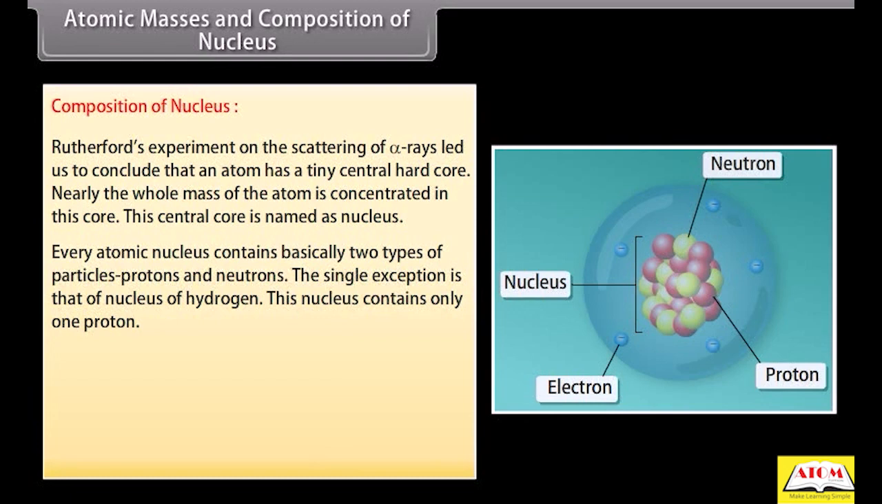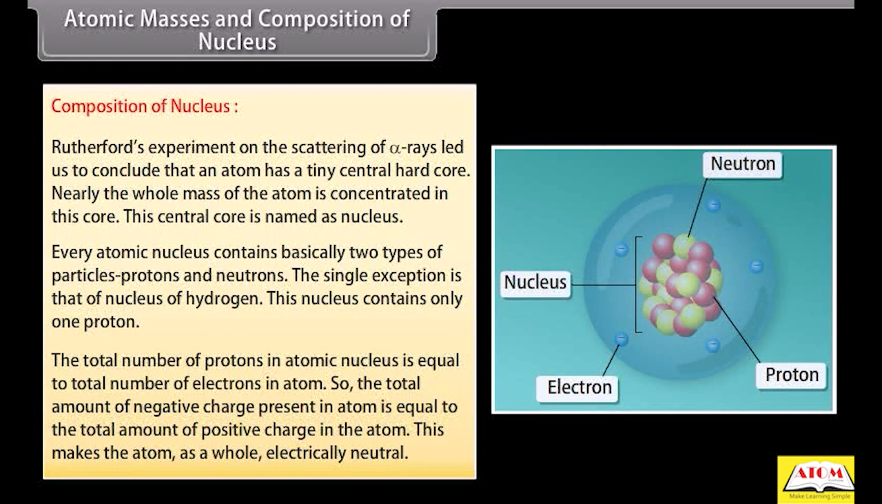Every atomic nucleus contains basically 2 types of particles, protons and neutrons. The single exception is that of nucleus of hydrogen. This nucleus contains only 1 proton. The total number of protons in atomic nucleus is equal to total number of electrons in atom. So, the total amount of negative charge present in atom is equal to the total amount of positive charge in the atom. This makes the atom, as a whole, electrically neutral.